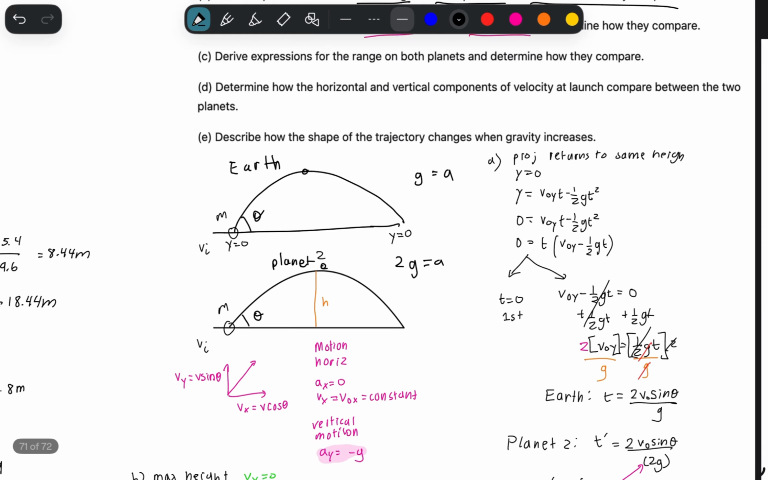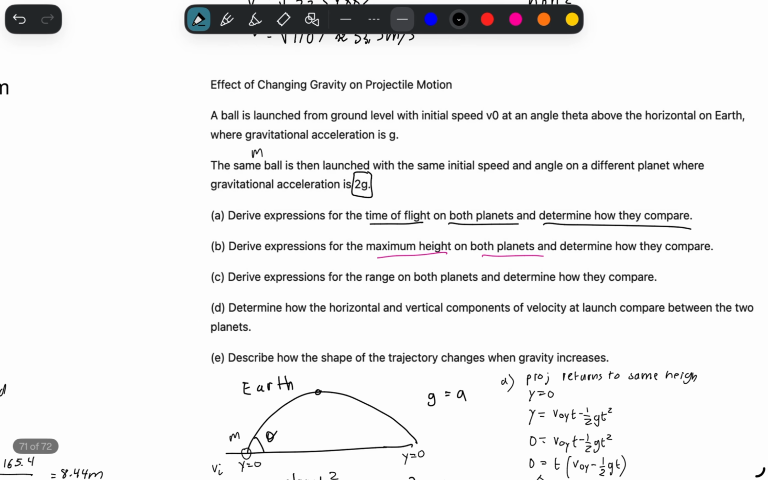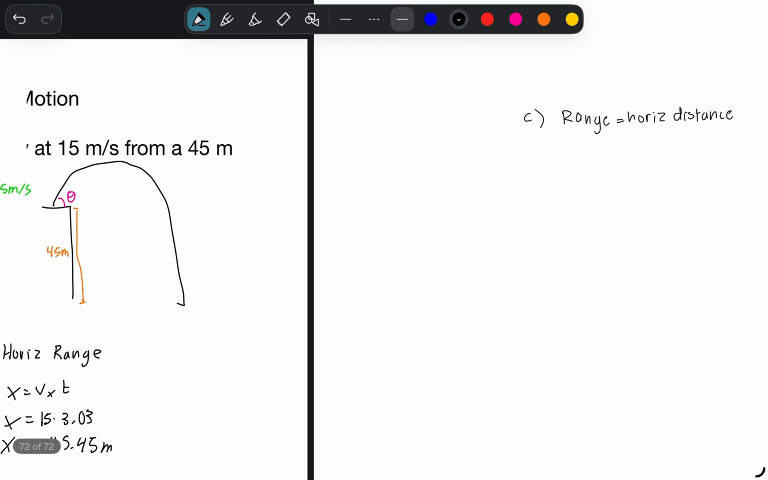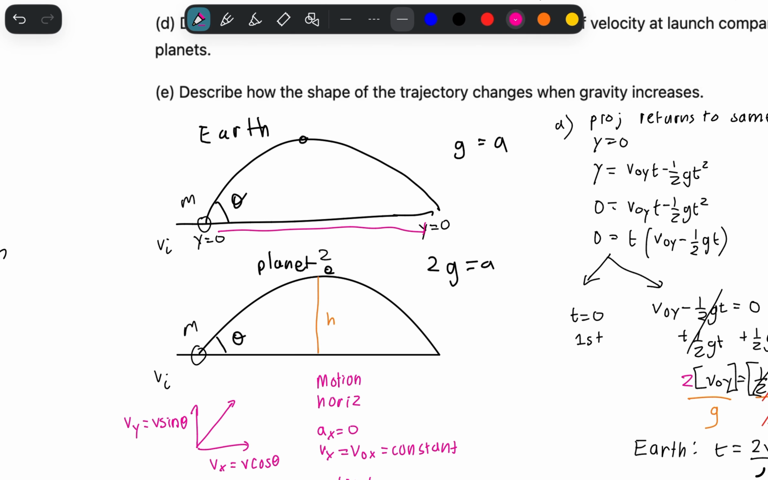Now for our next question, we are asked to determine the expressions for the range on both planets and determine how they compare to one another. For this question, our range is equal to the horizontal distance that we travel on that projectile motion path. So over here, our range is this delta x. We're trying to find that horizontal distance that we traveled.